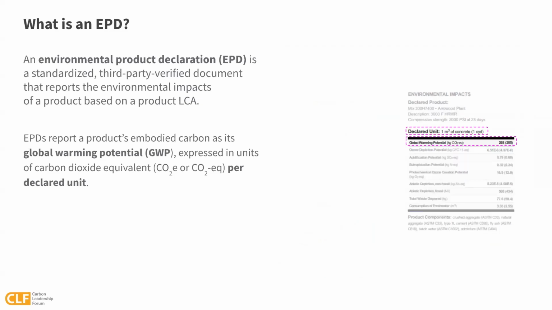EPDs report a product's embodied carbon as its global warming potential, or GWP, expressed in units of carbon dioxide equivalent per declared unit. Here we see a GWP of 268 kilograms of carbon dioxide equivalent per the declared unit of 1 cubic meter of concrete.